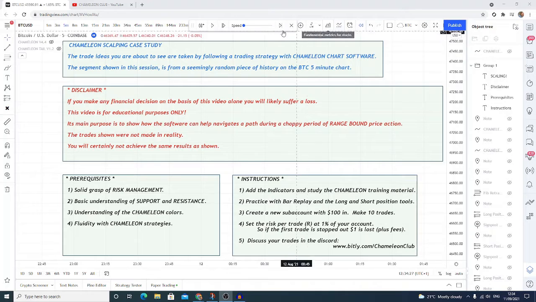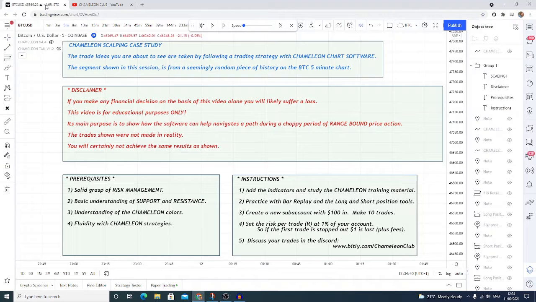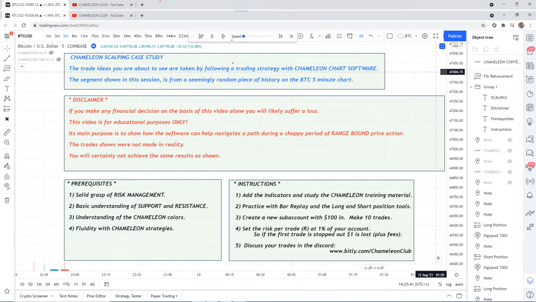In order to proceed with this case study for yourself, you will need to understand proper risk management. This means every trade has a stop loss. Every trade has a fixed, hard, definite stop loss that's placed onto the exchange, which amounts to 1% of your sub-account.